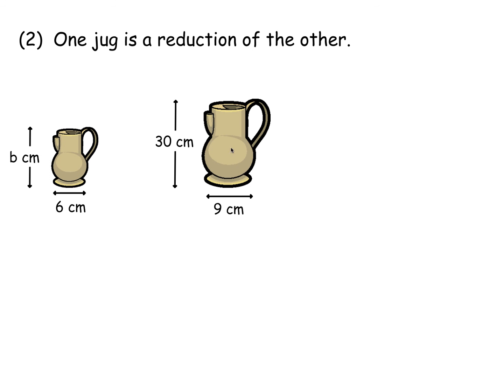Here's a reduction. So the big one has been reduced to the wee one. We're trying to figure out B. So B is the image. The other one's the original. If you want the scale factor, you put image over original. So you've got to be careful to put the 6 over the 9. That cancels down, simplifies to 2/3.